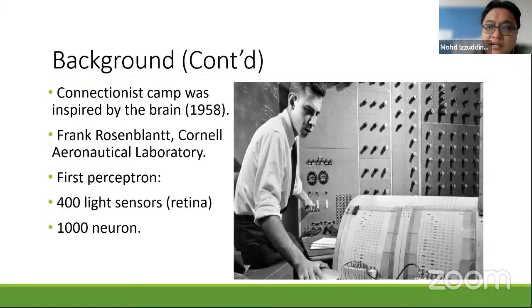He created a device with 400 light sensors that can take a picture, and then do some computation to figure out what kind of object it is. It involved 1,000 neurons.